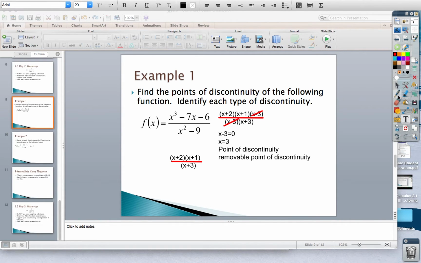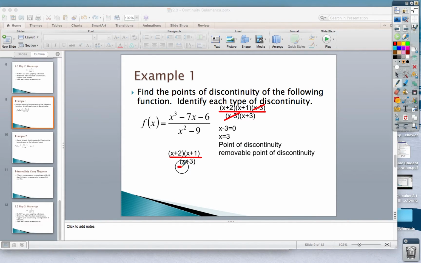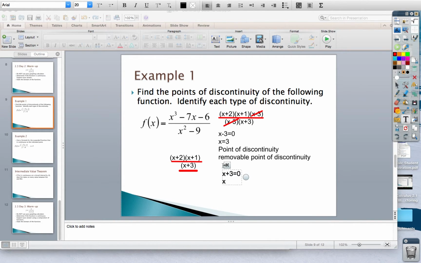Now, what's left in our function is this x plus 3. If we solve x plus 3 equal to 0, we get x equals negative 3. This gives us a vertical asymptote. And because we have a vertical asymptote, this discontinuity is an infinite discontinuity.